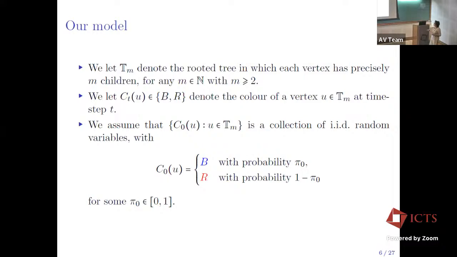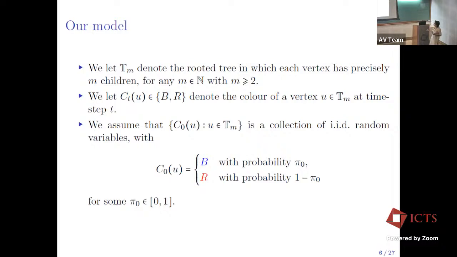Okay, so we assume that initially we start with an assignment of colors to the vertices that is IID. So C naught of U, U belonging to T sub M, this collection is IID, and the distribution is like this: C naught of U is blue with probability pi naught and red with probability 1 minus pi naught, for some pi naught in (0, 1).